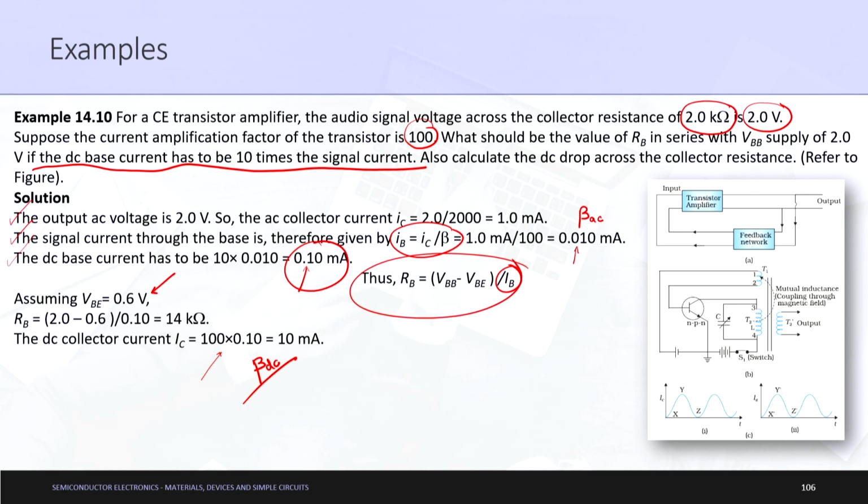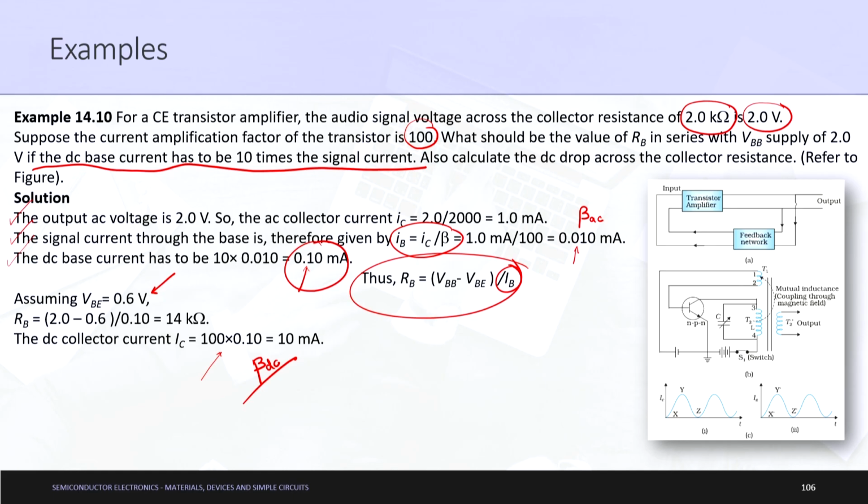So, please understand, if nothing is given about the amplification factor, we need to assume that the value of beta AC is equal to beta DC, that is the first concept. The second concept is that if the value of VBE is not given to you in the question, we can assume it to be 0.6 volts. Fine. So, I think that is the question.